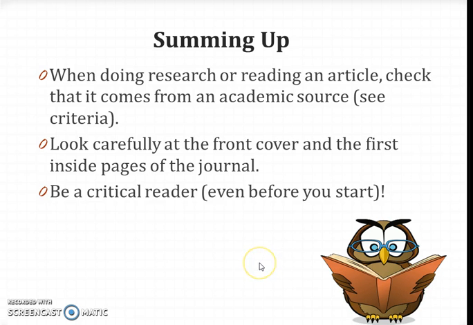So summing up, when I'm doing research or reading an article, I should always check that it comes from an academic or an authoritative source. I should look at the front cover and the first pages of the journal and be critical even before you start. If it doesn't look like it's a professional journal or an academic journal, then you might want to think twice before you read. So it's your turn to start exploring the world of professional and academic journals.